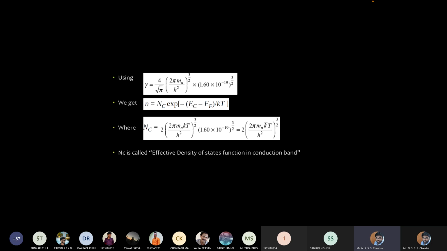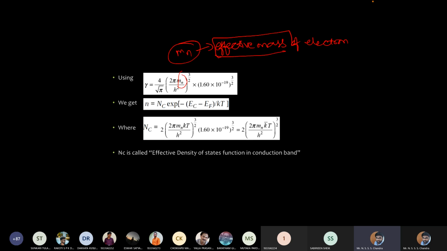The expression of gamma is given here. This gamma will depend upon a term called Mn. This gamma will be different for your hole and for your electron. This Mn is known as the effective mass of electron.